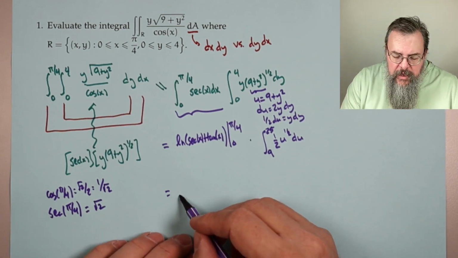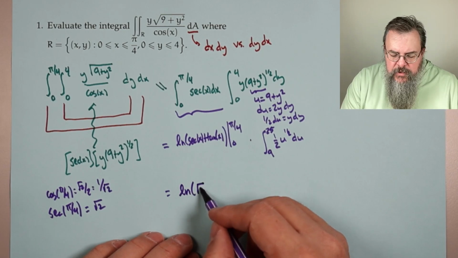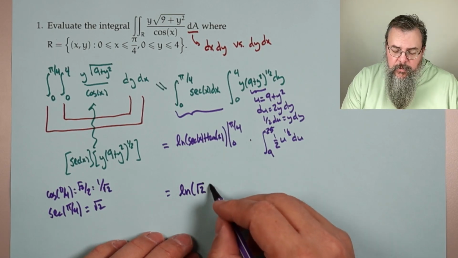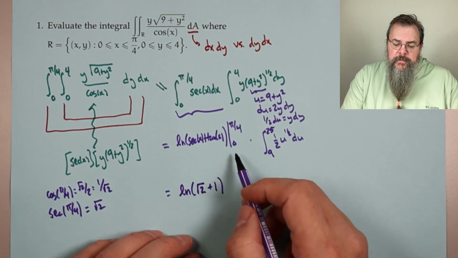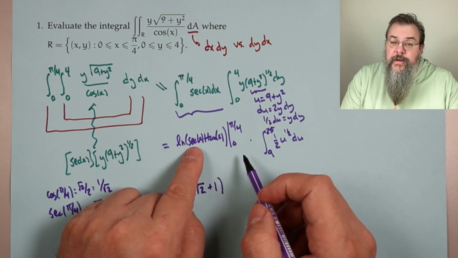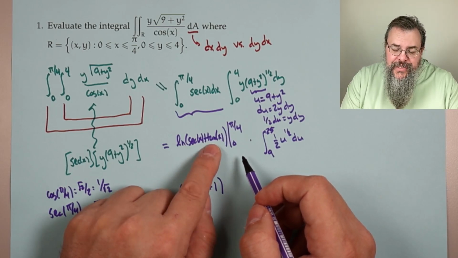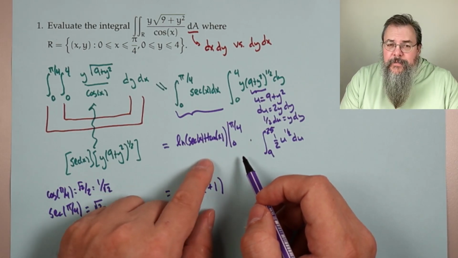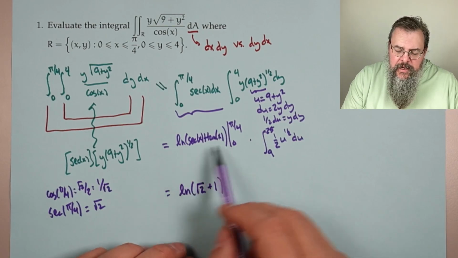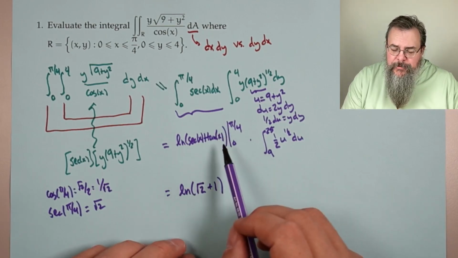So you get log of root 2, and tangent of pi over 4 is 1. Now, when you plug in 0, secant of 0 is 1, tangent of 0 is 0, so you get log of 1, which is 0. Okay, so log of root 2 plus 1, that's from your first term.